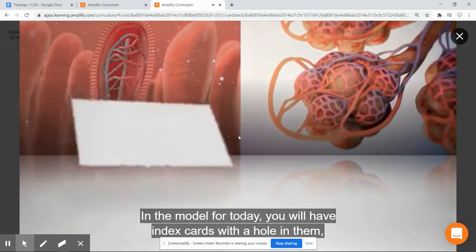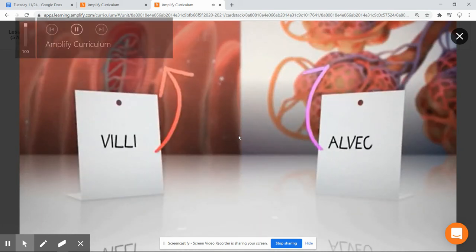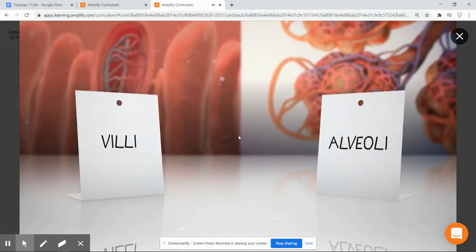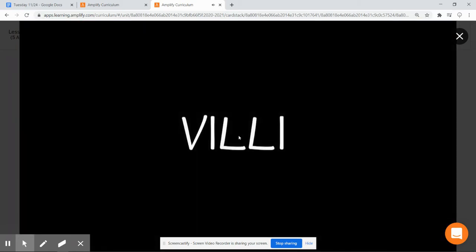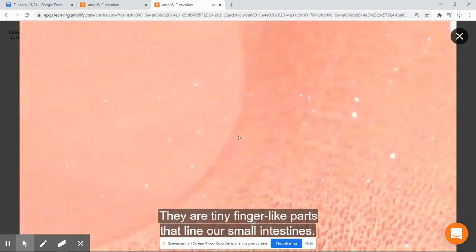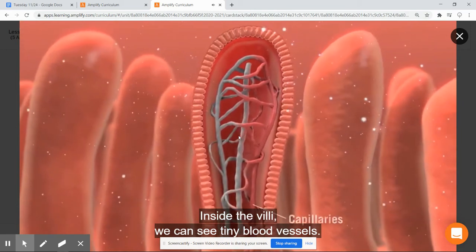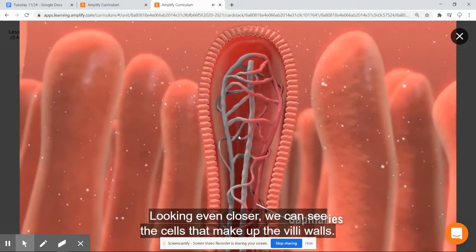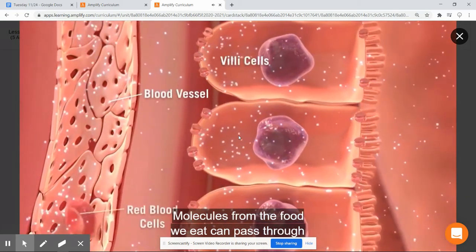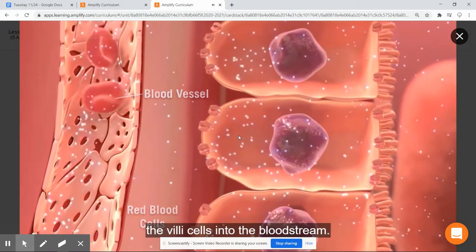In the model for today, you will have index cards with a hole in them, representing the villi and the alveoli. Let's take a closer look at each of these structures to find out what they do. Villi are part of the digestive system. They are tiny finger-like parts that line our small intestines. Inside the villi, we can see tiny blood vessels. Looking even closer, we can see the cells that make up the villi walls. Molecules from the food we eat can pass through the villi cells into the bloodstream.